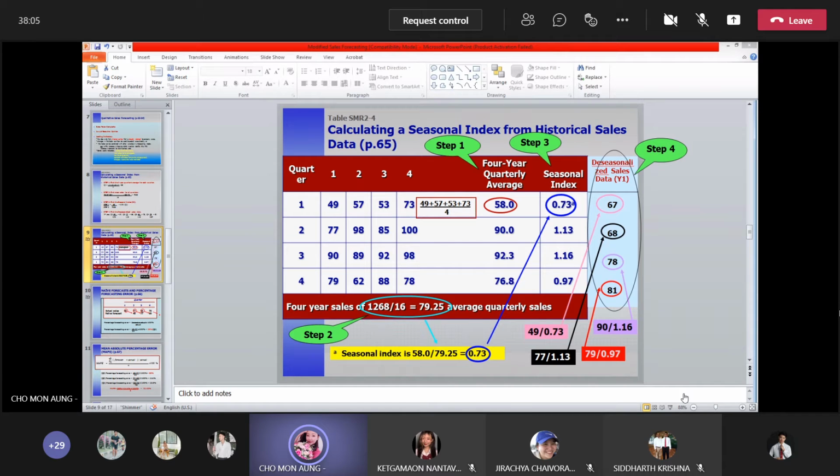Okay, so this is the first part. That is what we call finding the deseasonalized sales data. After that, the second part: based on the deseasonalized sales data, we will be estimating the future sales. So there are many different methods. Okay, we will do one by one. We will start with the naive forecasting method.